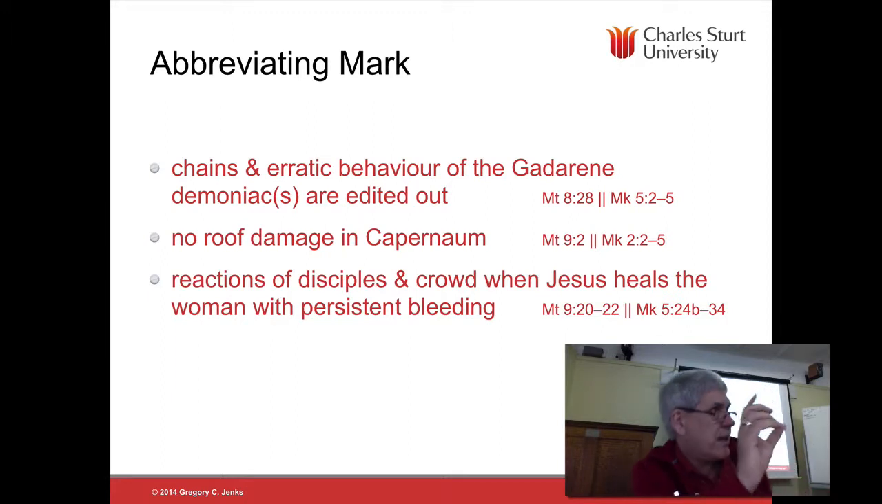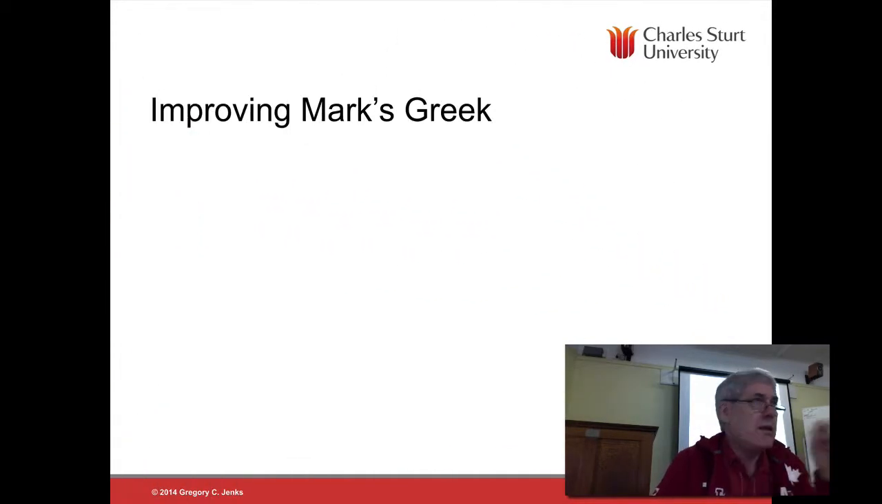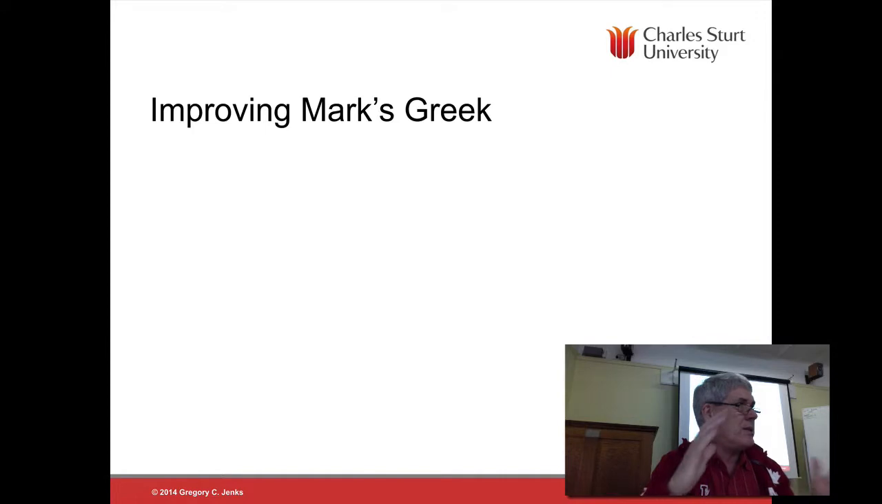Similarly, when dealing with that double story where Jesus is on his way to heal the daughter of Jairus, and he's interrupted by the woman who just wants to touch the hem of his garment, then the reaction of the disciples and the response of the crowd is left out. So Matthew is simplifying the story, and these are just examples of that tendency in Matthew. So he's using Mark a great deal, but even though his overall gospel is longer, he's actually abbreviated Mark in the process of rearranging and revising him.